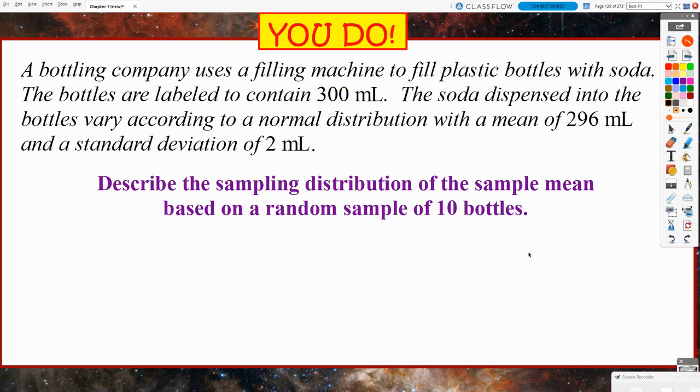Now, I have a problem for you to try. A bottling company that will remain unnamed uses a filling machine to fill plastic bottles with soda. The bottles are labeled to contain 300 milliliters. The soda dispensed into the bottles varies according to a normal distribution, with a mean of 296 milliliters and a standard deviation of 2 milliliters. Describe the sampling distribution of the sample mean based on a random sample of 10 bottles. I just want you to determine the shape, center, and spread of this sampling distribution. You don't have to answer any probability question, because that's what we will do the next day in class after we verify that we have correctly identified the shape, the center, and the spread. Good luck.